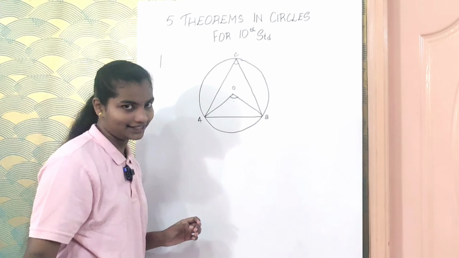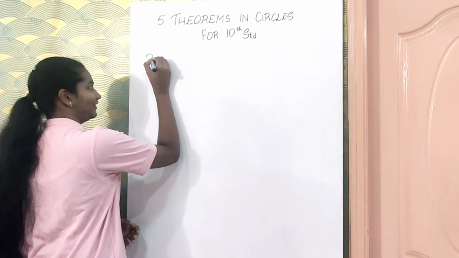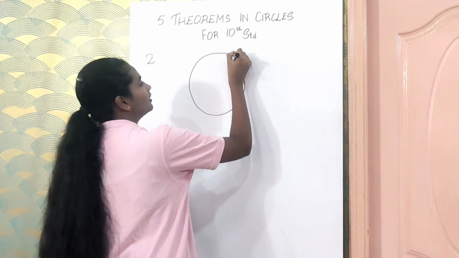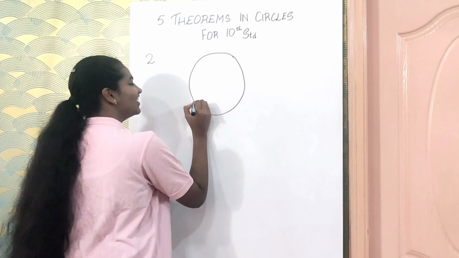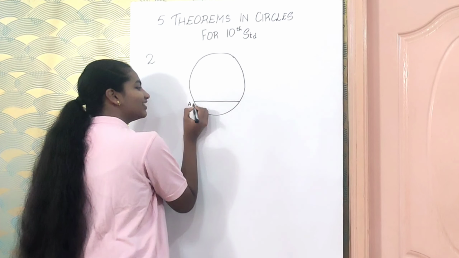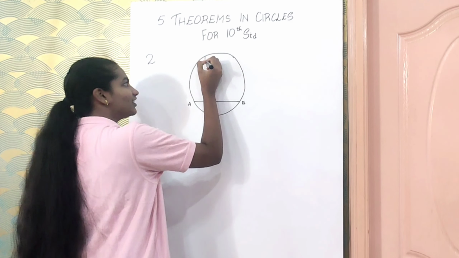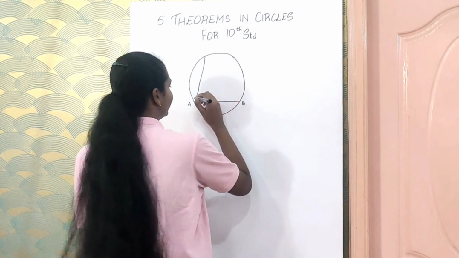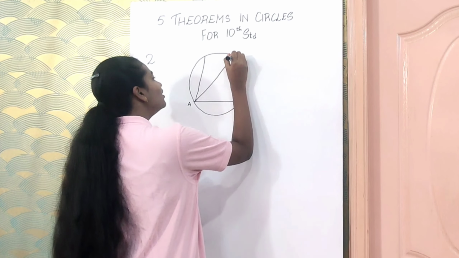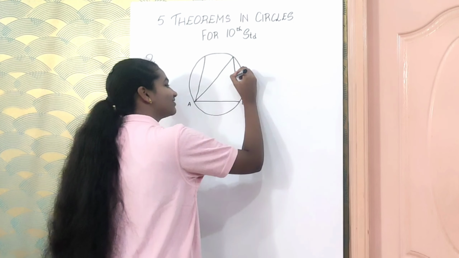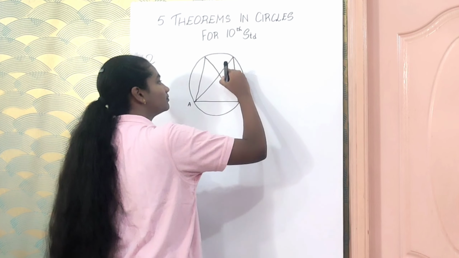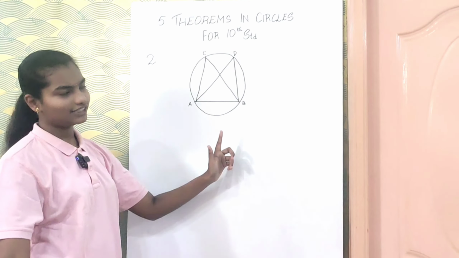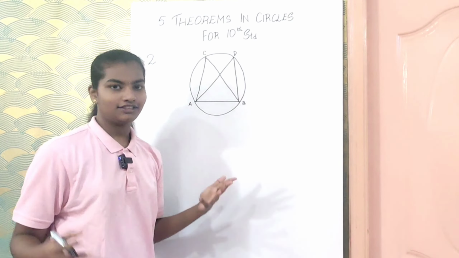Now let me go to the second theorem. Think that this is a circle, okay. Now, I'll take a chord, AB. I'll take another chord. Now, all are chords only in this. Why? Because it is touching 2 points in the circumference. Now, one question, which is the longest chord? Diameter, yes. What is ACB? It's a triangle. And what is ADB? It's also a triangle.